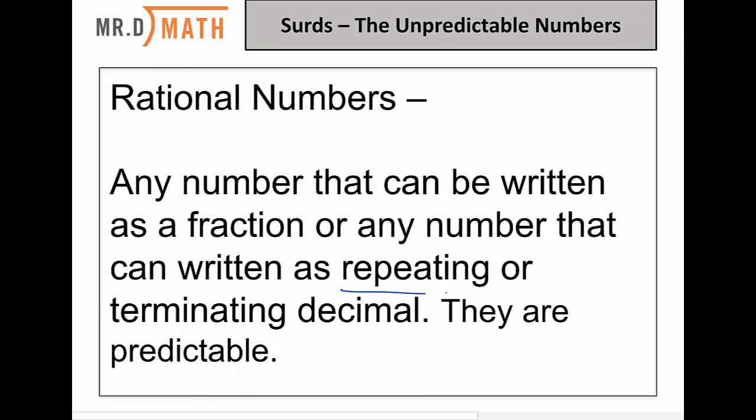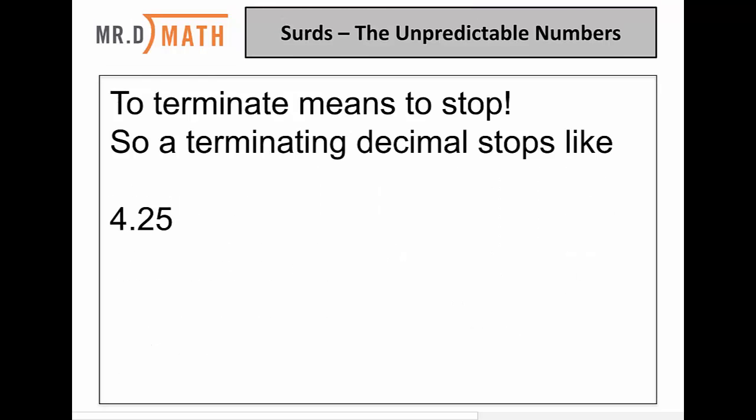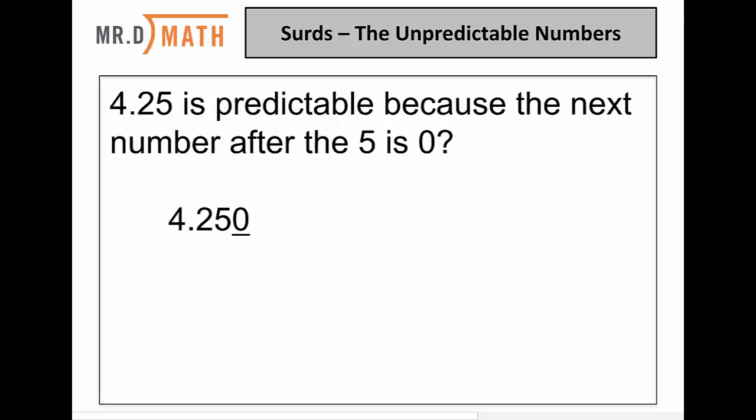By the way, repeating or terminating decimals, let's take a look at that. What does that mean? We saw repeating decimals already, but what happens when something's terminating? The word terminate means to stop. So a terminating decimal stops like 4.25 or 4 25/100ths. So why is it predictable? Well, because you know that the next number after the 5 would be 0.